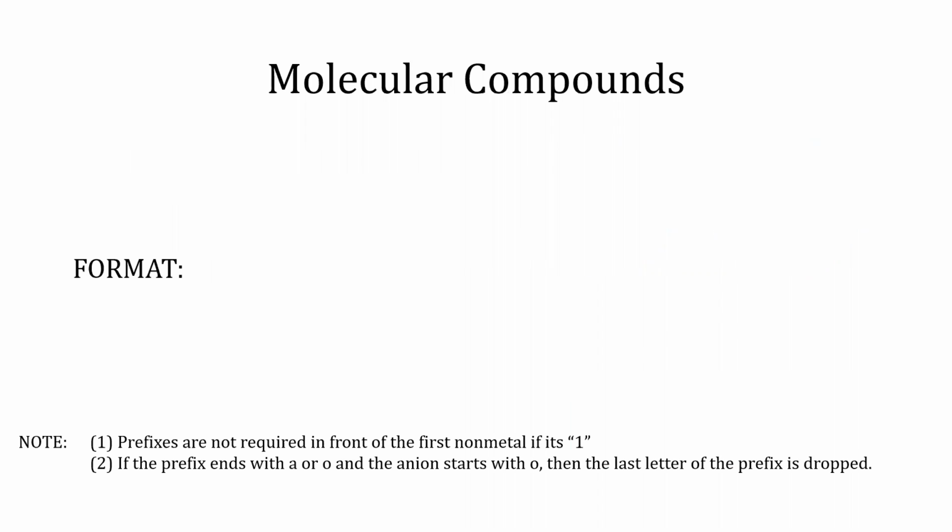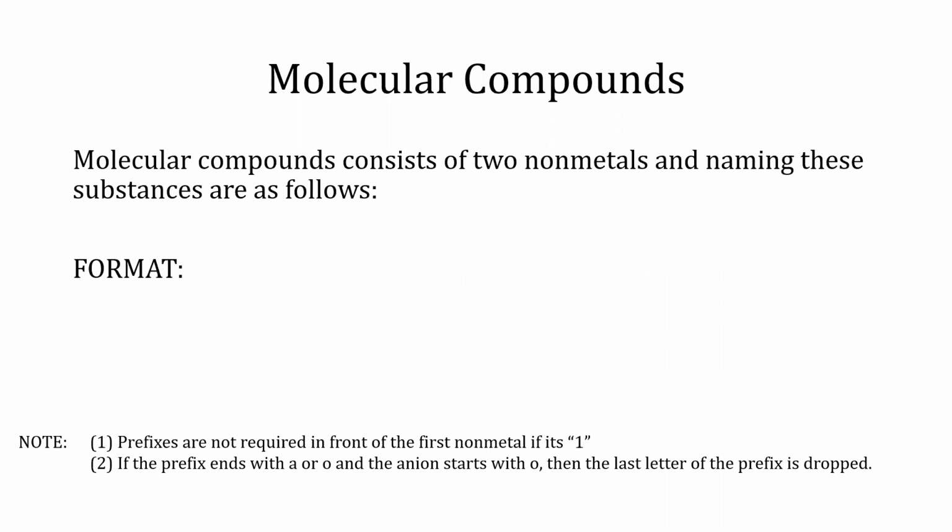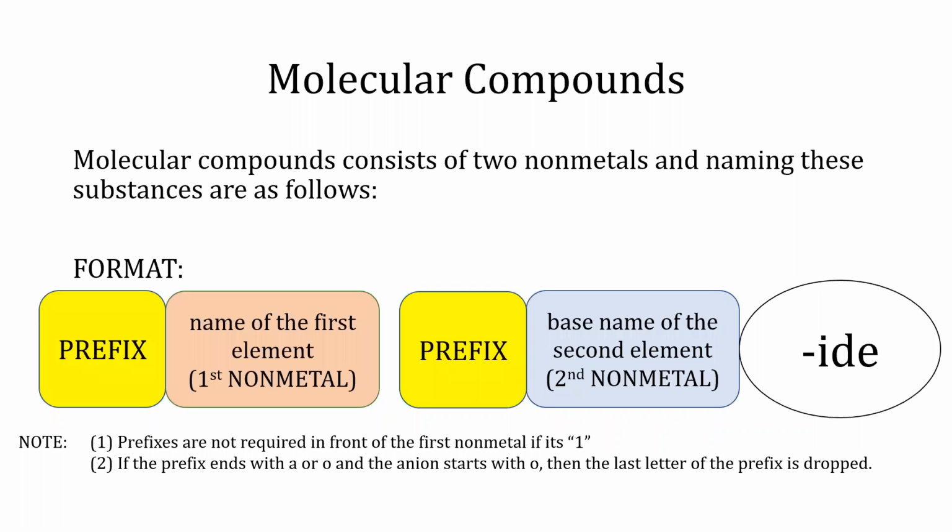Molecular compounds consist of two nonmetals, and naming these substances is as follows: prefix plus the name of the first nonmetal element, followed by the prefix along with the base name of the second nonmetal plus the suffix -ide. Note, prefixes are not required in front of the first nonmetal if it's 1, and if the prefix ends with a or o and the anion starts with o, then the last letter of the prefix is dropped.